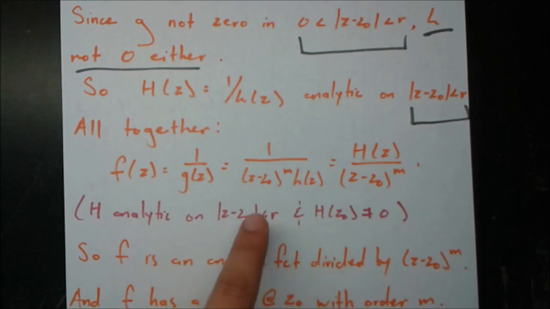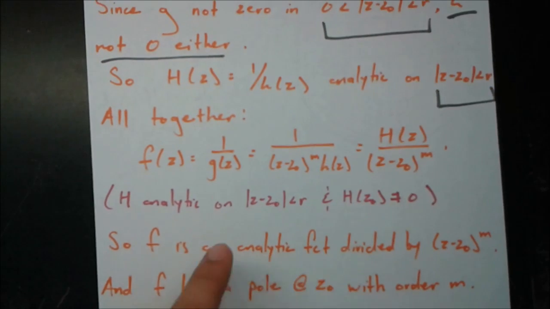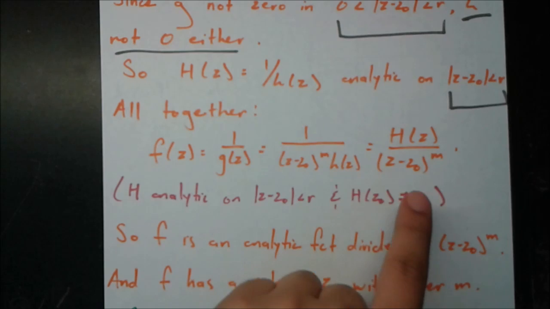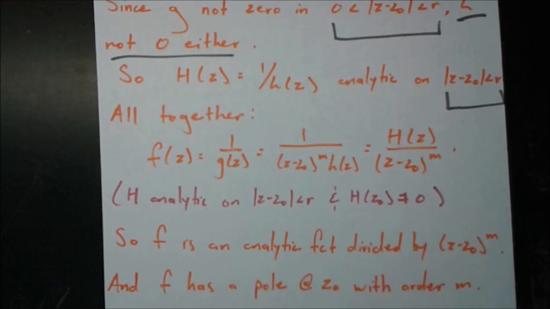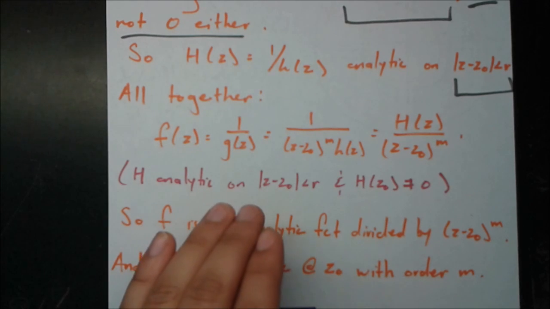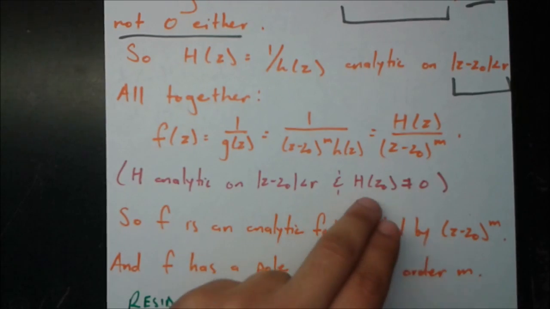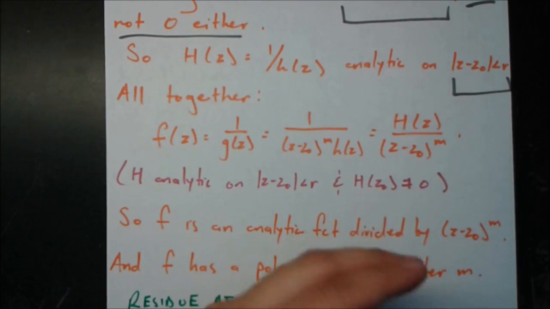So we just put that on the top, and we're left with z minus z naught on the bottom, to the power of m on the bottom. So all in all, f of z equals h of z over z minus z naught to the power of m. What I've written in parentheses here is just to remind us that h is analytic on the modulus of z minus z naught less than r, so it's analytic on the entire disk, and h of z naught is not equal to 0. Why is it not equal to 0?